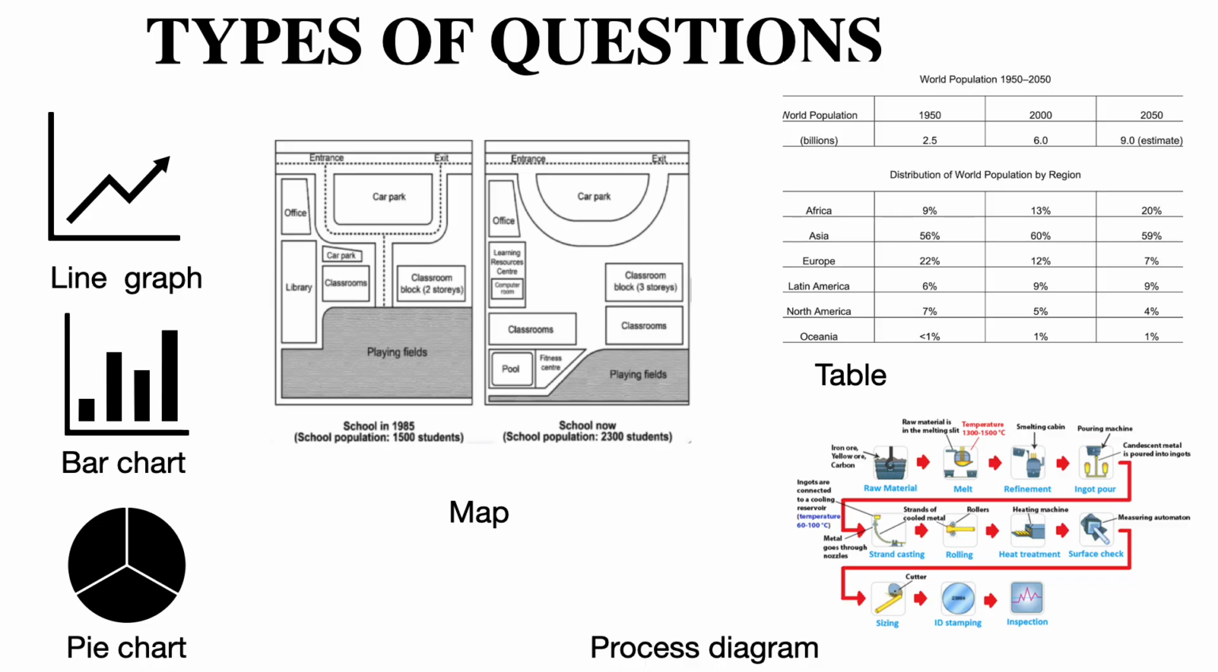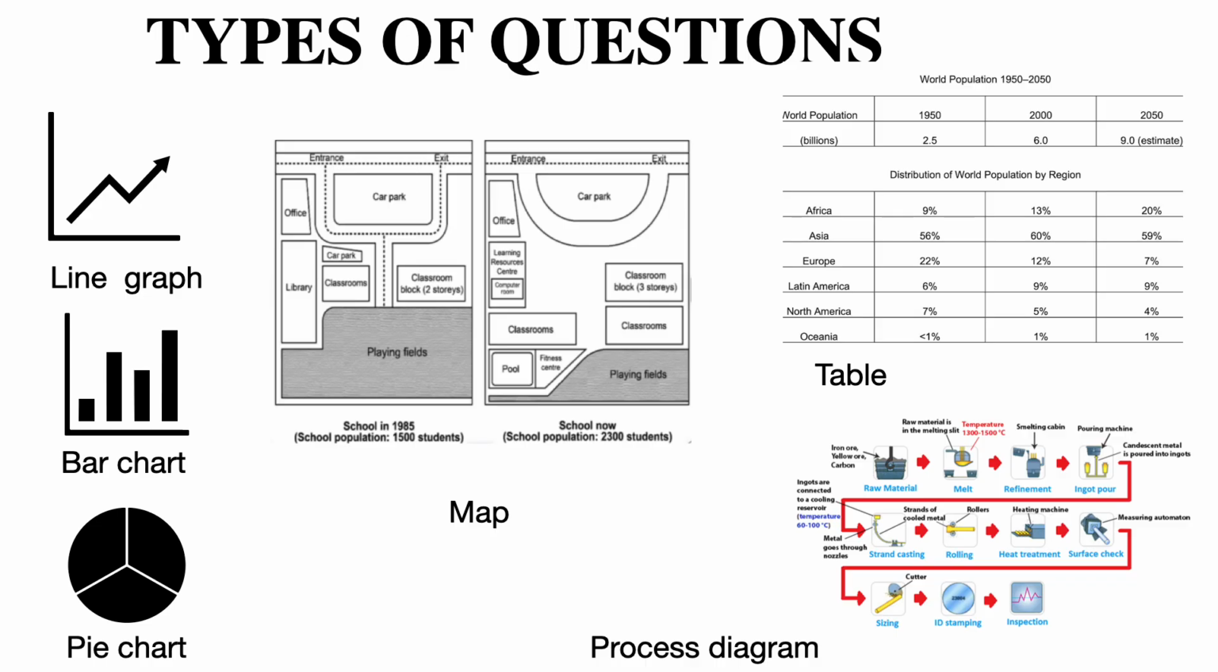Here, your job is to analyze visual information and describe it in a clear, organized way. You need to look carefully at the information given. Understand the main trend, important changes, similarities, differences, and key ideas. Now the question can come in different formats. The first type is line graph. A line graph usually shows changes over time. For example, population growth from 2010 to 2020.